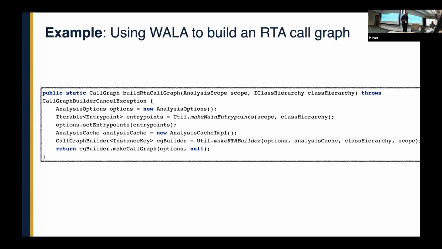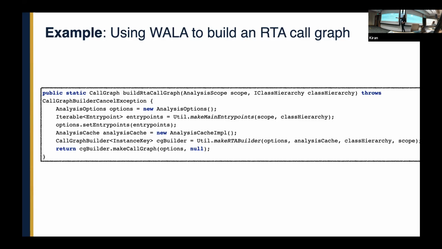Exactly. So now let's say I actually want to build an RTA call graph using WALA. Now it's going to start getting a little bit more complicated. So you need to create an analysis option in here. And using that analysis option object, you set the entry points of your call graph. And again, I'm using the main entry points of my project as my entry points. This is an analysis cache object, which is used just for the sake of performance, to cache some of the results of the analysis.